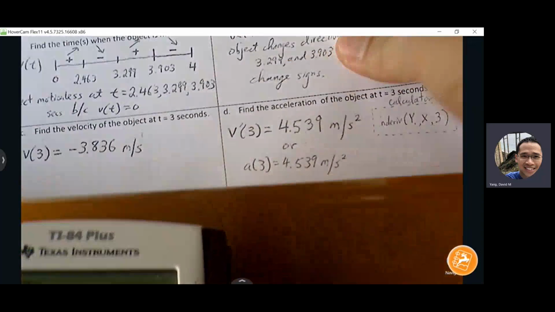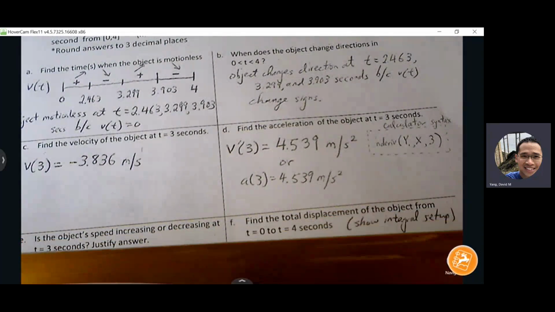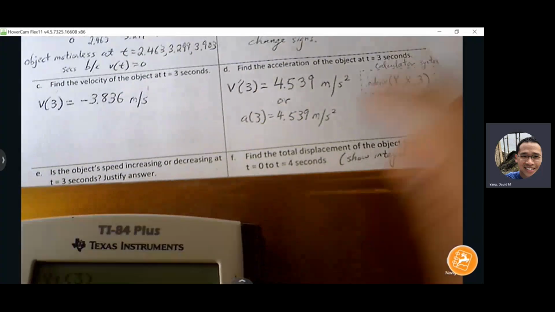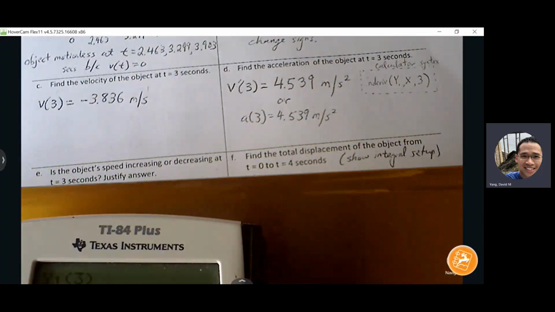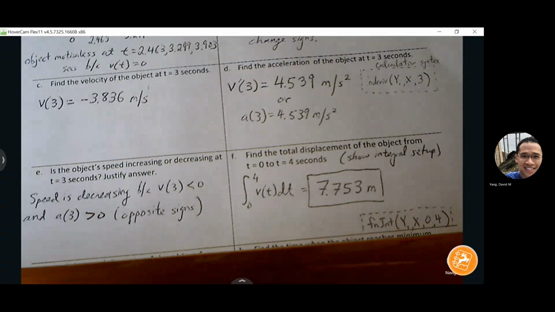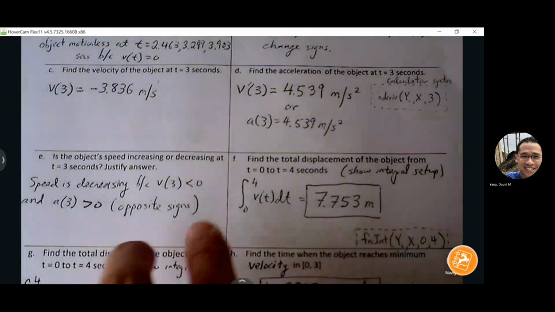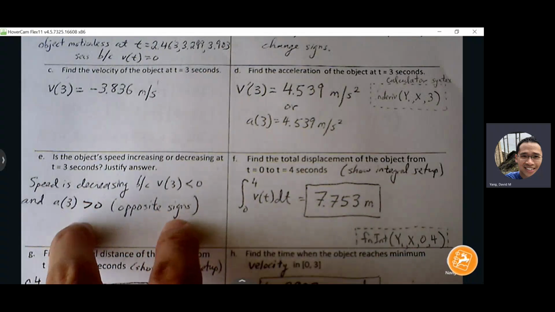Next up, part E: is the object's speed increasing or decreasing? From first semester we learned increasing and decreasing speed. We compare the signs of velocity and acceleration, right? If one is positive and the other is negative, what does that mean? Speed is decreasing. The reason is because velocity is negative and acceleration is positive.